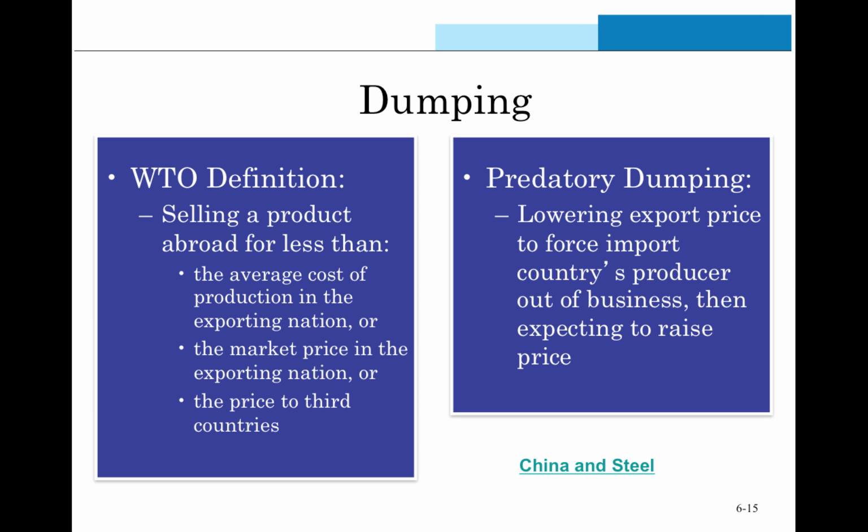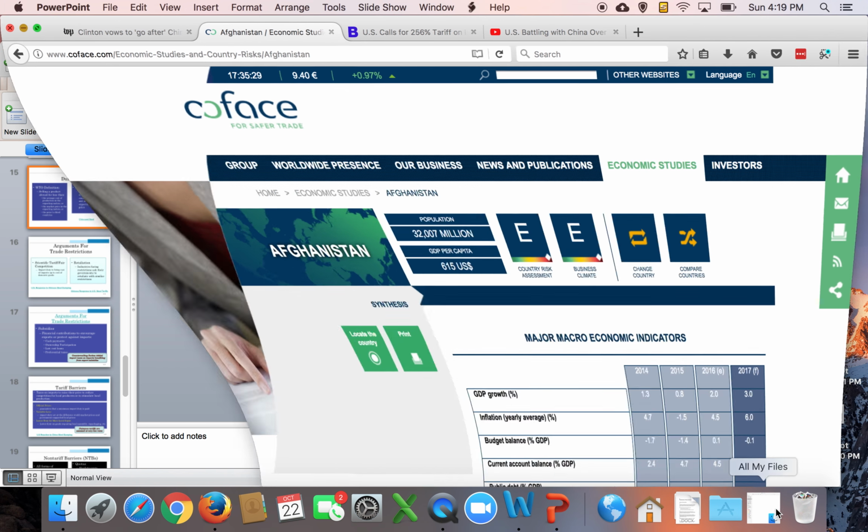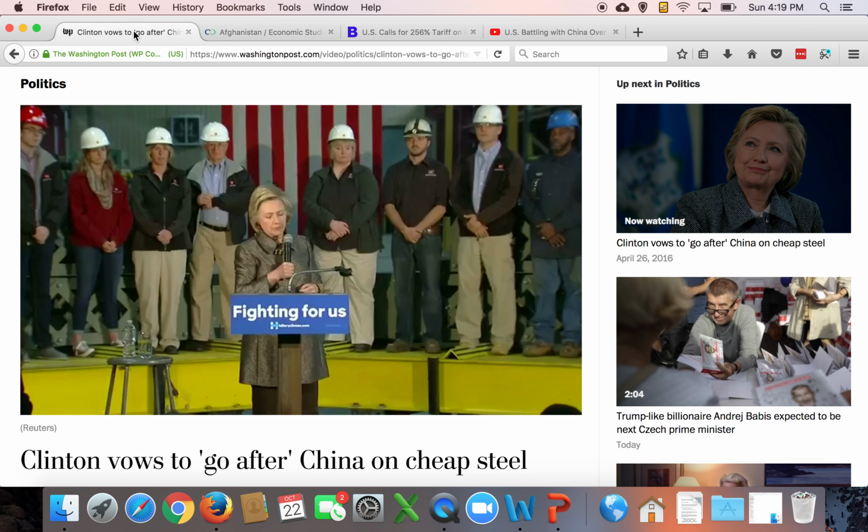Let me give you an example. I don't know if China was using predatory dumping, but certainly the argument was that China was dumping steel in the United States market. And during the course of the last candidacy for president, both Donald Trump and Hillary Clinton argued in favor of getting tough with China. So let's see that argument here. Perhaps you'll remember this conversation if you watched any of the debates.